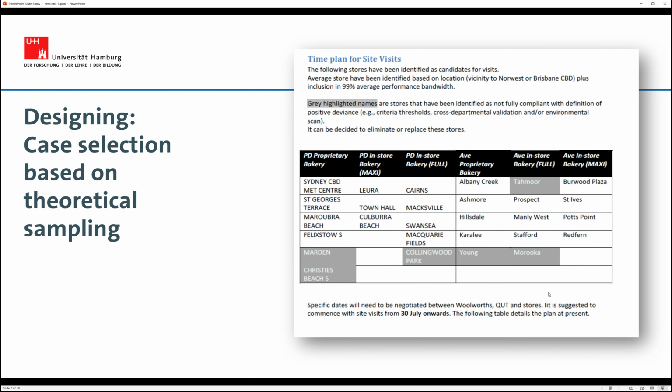Yeah, and here would be an example, and actually you can see some of the example stores here. We had Sydney Central Business District, Metropolitan Centre, we had Cairns, Town Hall, Manly West, and a few other places. What you see here also is that these are different types of bakeries. We had a particular timing plan, and so we developed a particular selection and visit strategy for when we could go and observe the bakers in these particular bakeries.